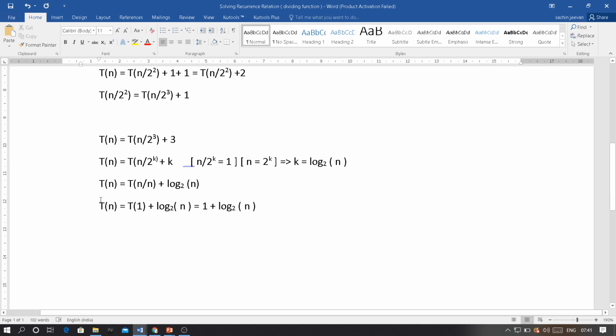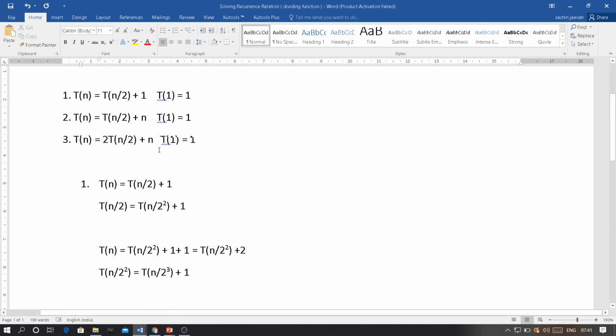So this is the final answer. And in this, among 1 and log base 2 of n, which is the largest term? Log base 2 of n is the largest term. So the time complexity of this recurrence relation is order of log base 2 of n. For the very first recurrence relation, we have solved everything using successive substitution.